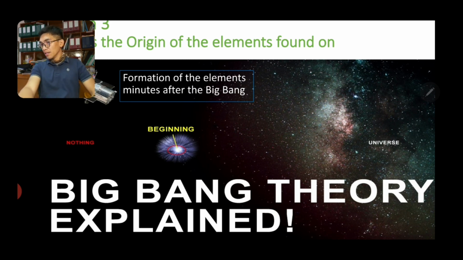The second definition says, each element is distinguished by its atomic number. That is in our periodic table. If you are familiar with your periodic tables, here we can see the elements found on Earth and other places in the universe. So, how many elements?